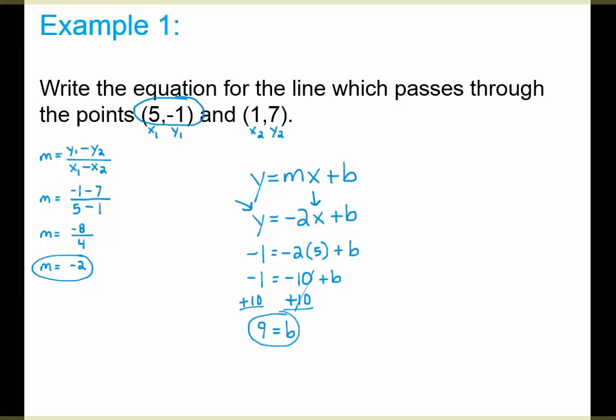Okay, so you have your y-intercept, you have your slope. You're just going to combine both of those pieces of information to write your equation. So y equals negative 2x plus 9. And hopefully you were able to get that one right on your own. If so, you're ready to try the next one.